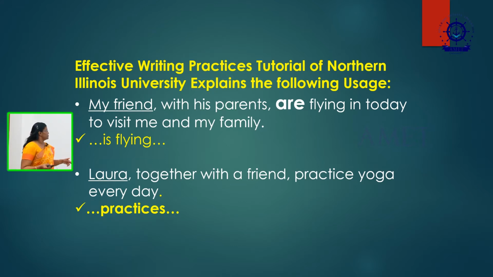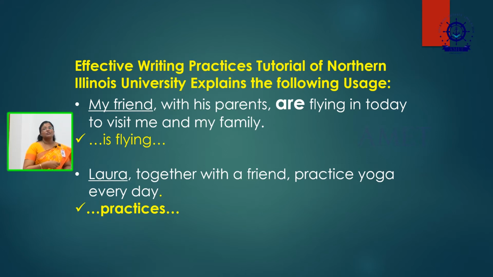Next sentence: Lara together with a friend practice yoga every day. Lara is singular. Together with a friend does not affect the singular status of the subject. So, the verb should be practices instead of practice. So, when the singular status of two subjects combined by a conjunction remains singular, it takes a singular verb. When one subject is singular combined with any of the conjunctions and the other subject is plural, the verb should agree with the closest subject.